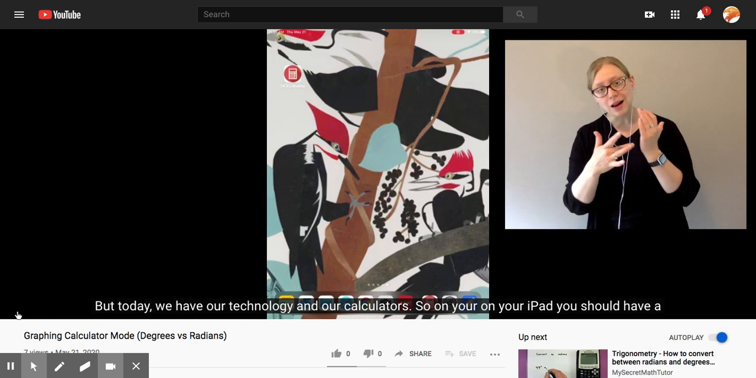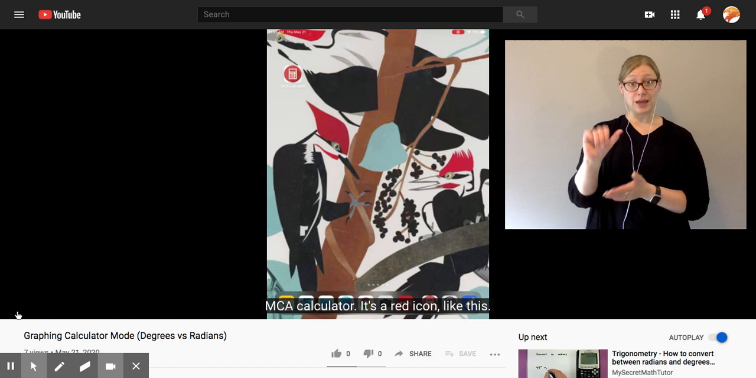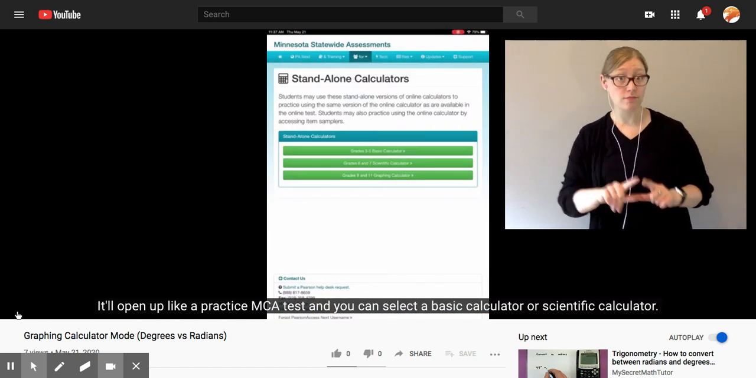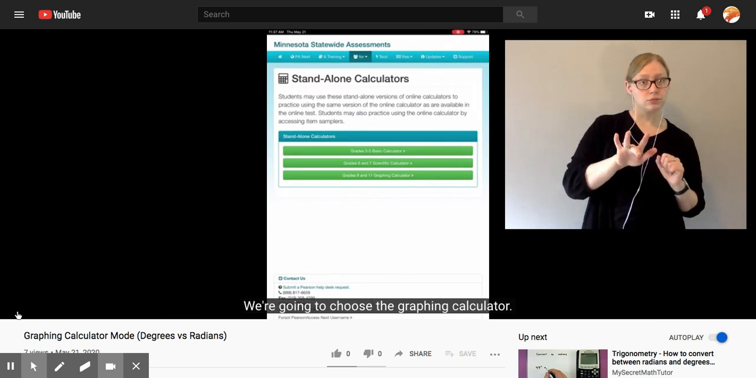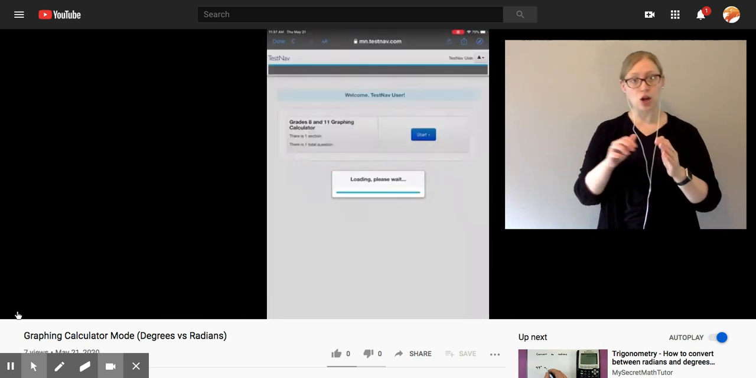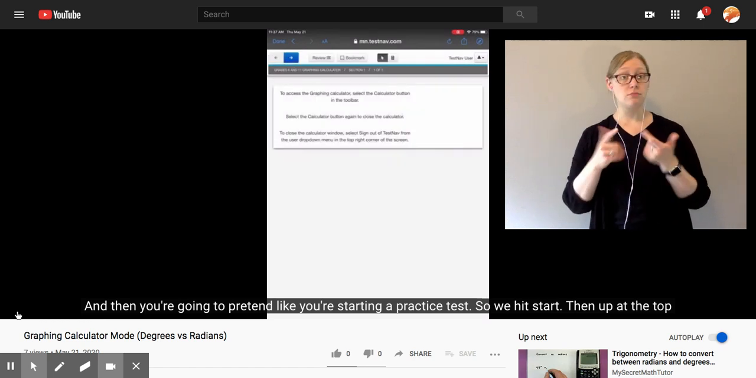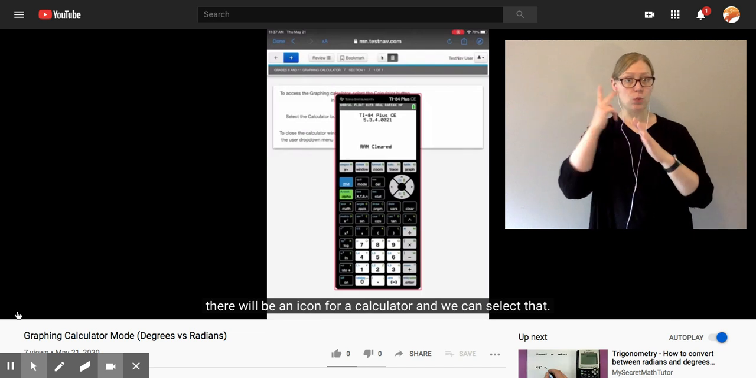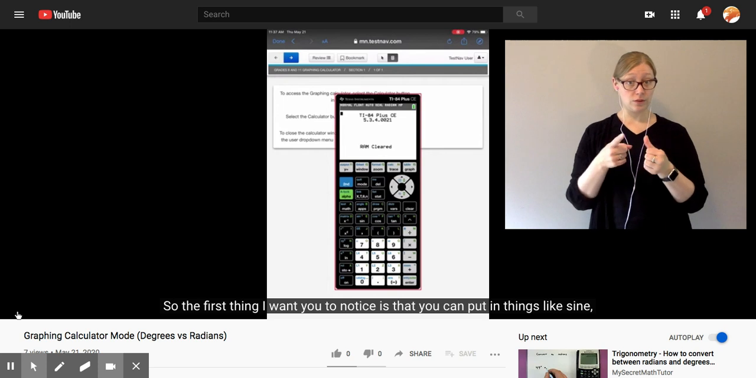So on your iPad, you should have a MCA calculator. It's a red icon like this. And when you press it, it'll open up like a practice MCA test, and you can select a basic calculator, a scientific calculator. We're going to choose the graphing calculator. And then you're going to pretend like you're starting a practice test. So we hit start. And then up at the top, there will be an icon for a calculator, and we can select that.